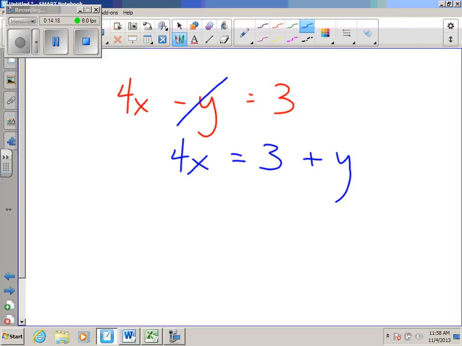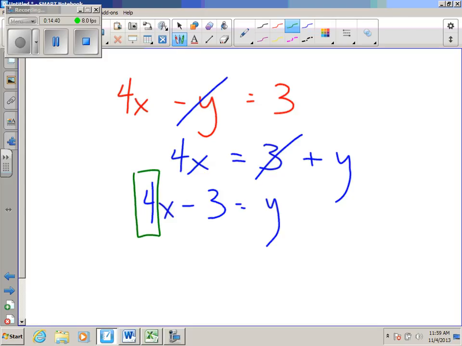I've got a positive 3 and a positive y. If I want to get y by itself, let's get rid of this positive 3. How? So 4x minus 3 is equal to my y. Y by itself? Yeah. So now I just have to identify what's my slope. 4. What's my y-intercept? Negative 3.